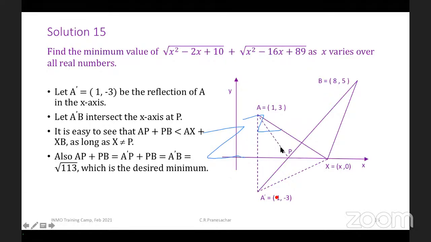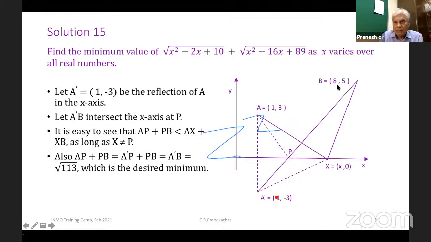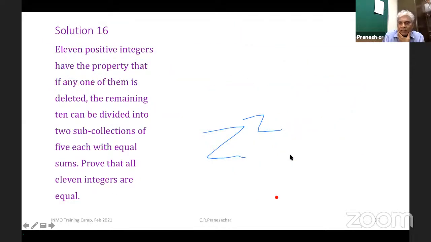One comment is that if you look at all possible ellipses with A and B as foci, the ellipse that touches the x-axis will touch it at the same point. So there is some interpretation like that also. If you look at all the ellipses with A and B as foci, some of them will not touch the x-axis at all. Some of them will intersect the x-axis at 2 points. There will be only one which touches the x-axis at P, and that will be the same point P here.